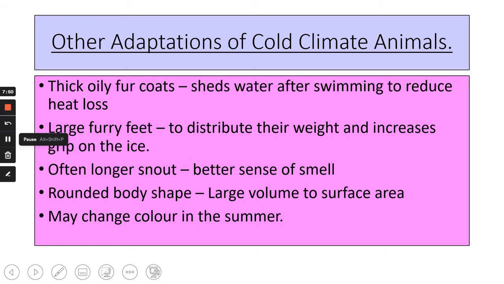So some other adaptations of cold climate animals, which are also true for polar bears, are that they have thick, oily fur coats. This helps shed water after swimming to reduce heat loss. Their large, furry feet distribute their weight and increase grip on the ice. And they often have a longer snout for a better sense of smell. Their rounder body shape produces a small surface area to volume ratio, which helps reduce heat loss. And many of them also change colour in the summer and through seasons.